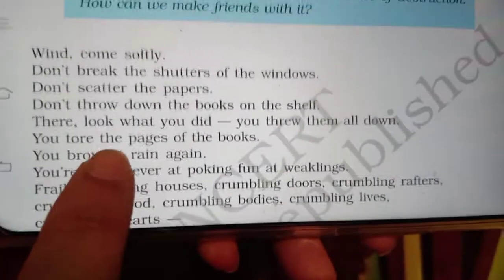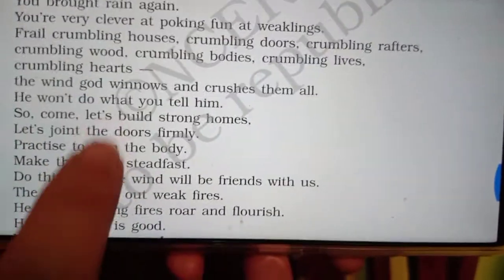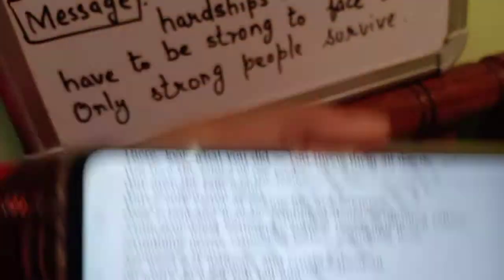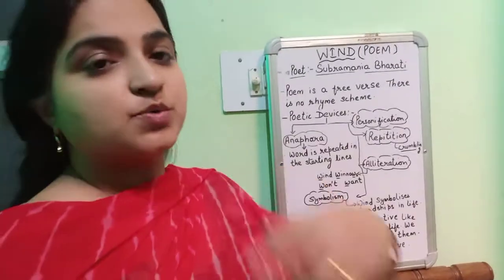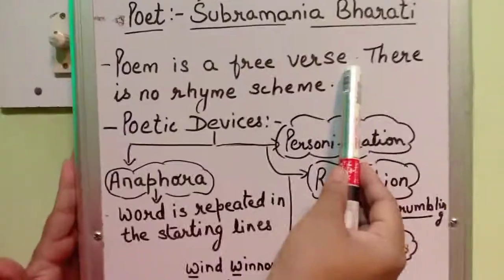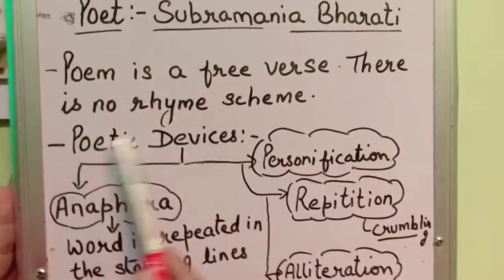So this is the whole text. And now I have discussed almost the whole complete poem. And now students, I am going to discuss with you the literary devices which are used in this poem. So first of all, I have already told you that the poem is a free verse, means there is no rhyme scheme in this poem.